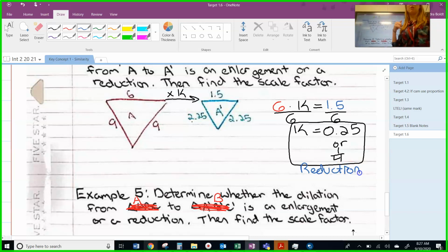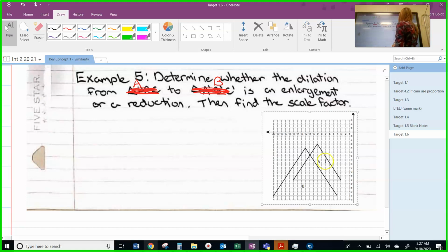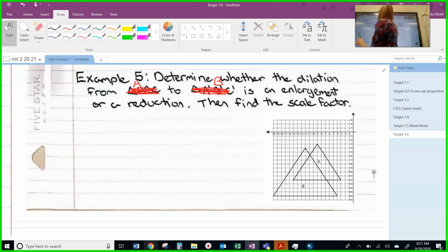That's okay. We talked about it at the beginning, but it's good to know, like, oh, my scale factor is less than 1, reduction. So now, determine whether the dilation from A to B is an enlargement or a reduction. Then find the scale factor. When you have a graph like this, just like above, we only had to choose one side. Now I only have to choose one point. So I can choose any of my points. I'm going to choose this point here, which is at (-9, -3).